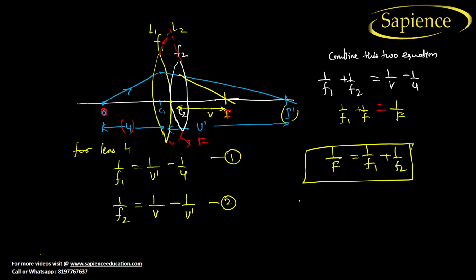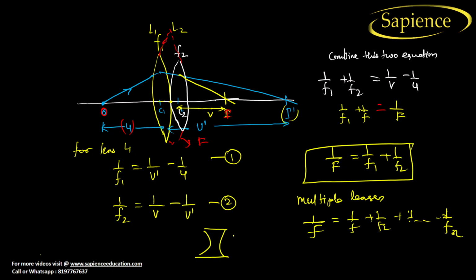Now if we have multiple lenses, then the total focal length is given by 1 by f equals 1 by f1 plus 1 by f2 plus dot dot dot plus 1 by fn. Okay. In this way, it may happen that there is a concave lens, a convex lens, and again a concave lens. So you have to use the focal length with a sign, negative for concave and positive for convex. Then only will you be able to get the proper focal length.